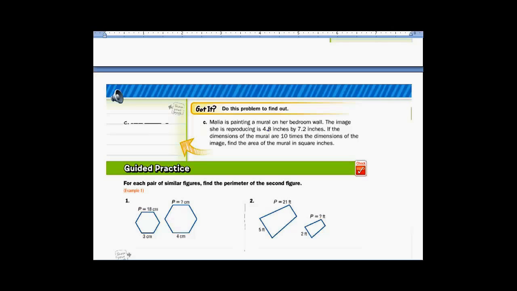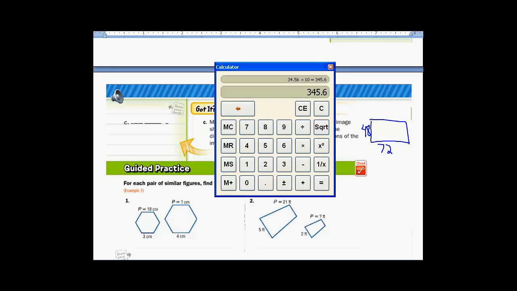So you have to take 4.8 times 10, which would be 48. And then it's 7.2 inches times 10, which is 72. All right, so get our calculator up here. 48 times 72, 3,456, make sure your label's right, square inches. You could also put this as your label, square inches. Either one of those would be correct.